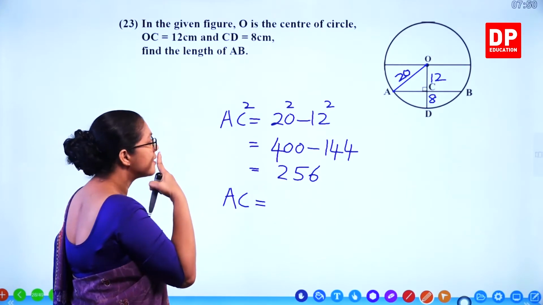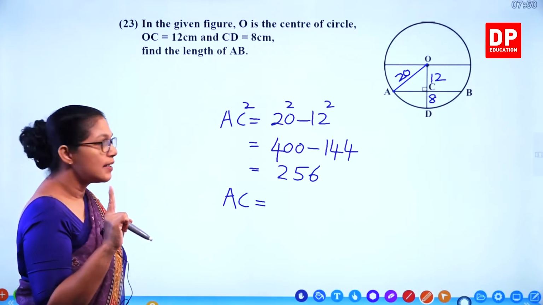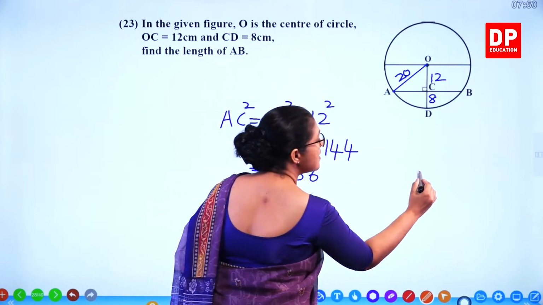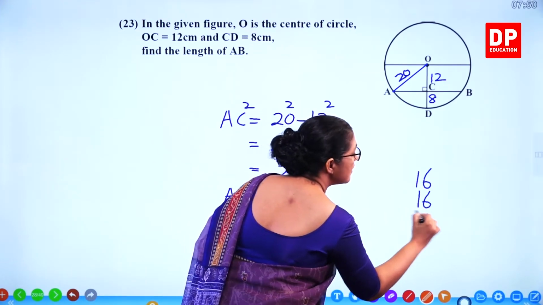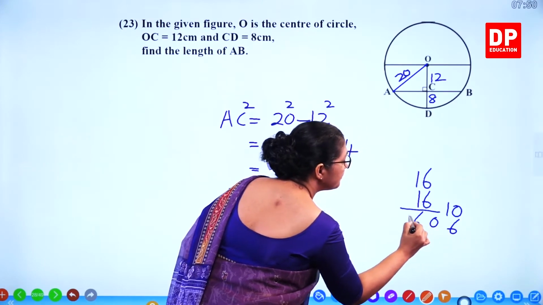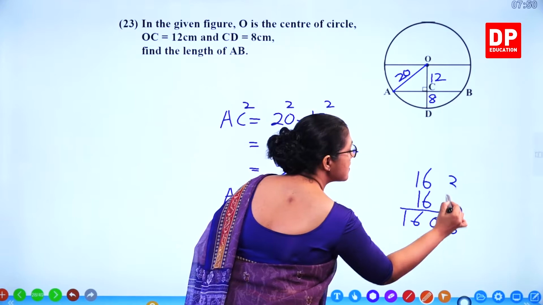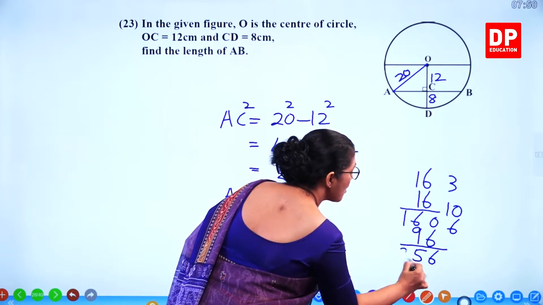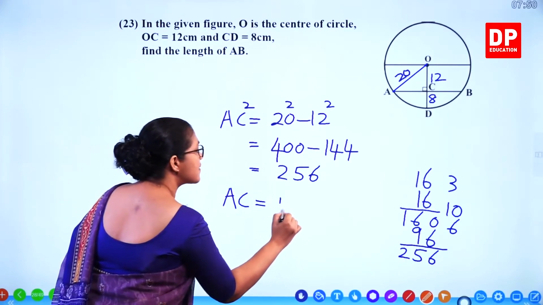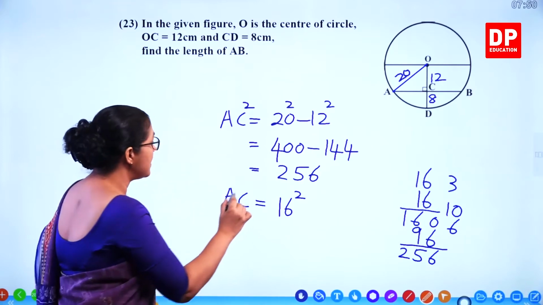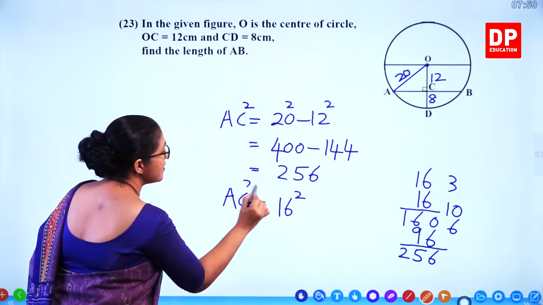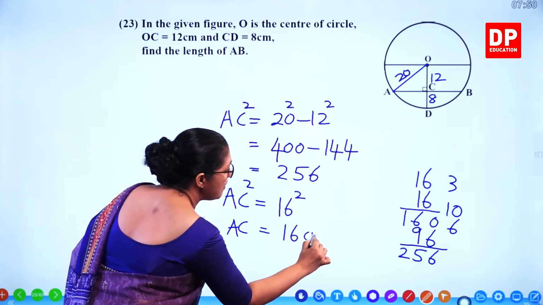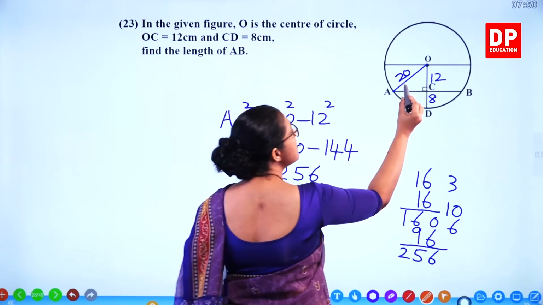Last digit is 6. So you can get 4 or 6. So this is 16 times 16. Check it. 6 times 6, 36. 6 times 1, 6 plus 3, 9. So 256. So this is 16 squared. So what is AC? Here 16 squared is AC squared. So what is AC? 16 centimeters. We found this is 16.